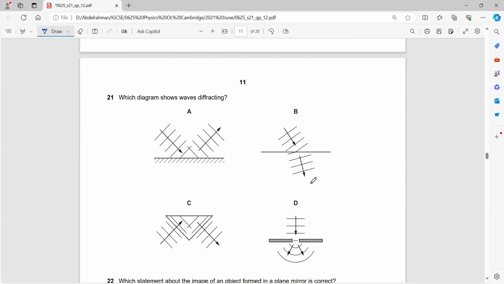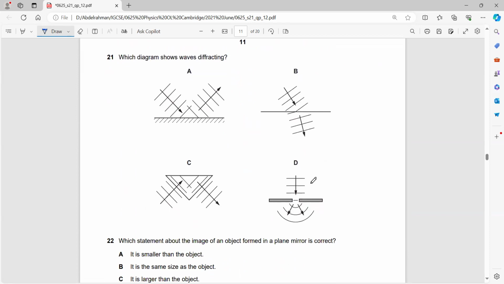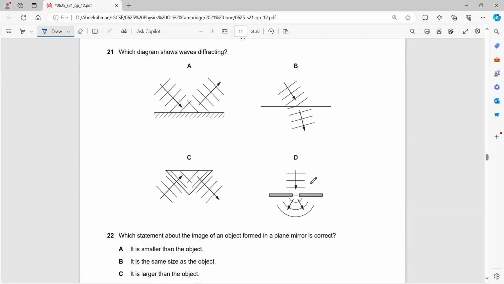Any questions? Yeah. Question 21. Diffracting. Yes, thank you. D. Yes, this is the diffraction.